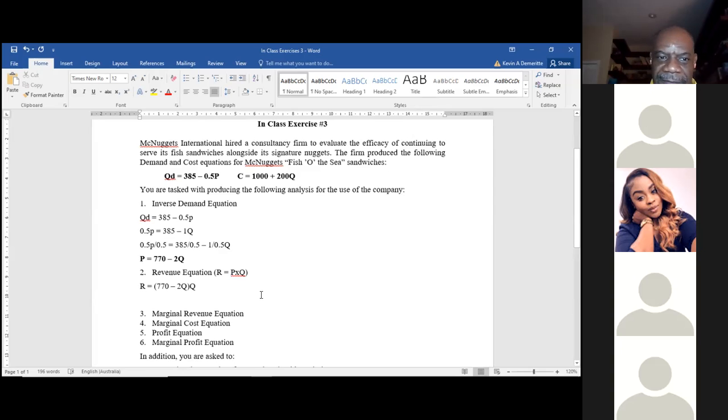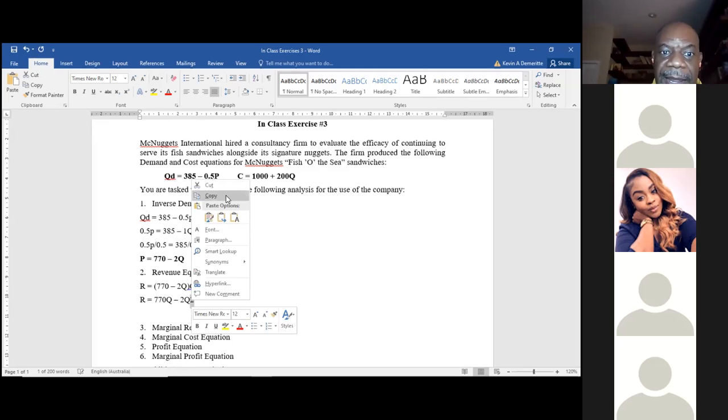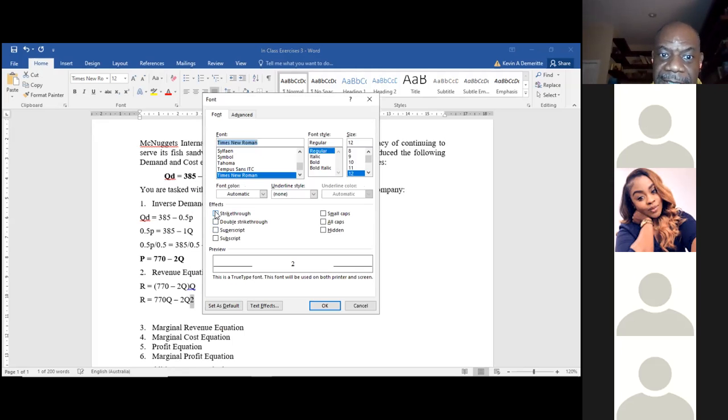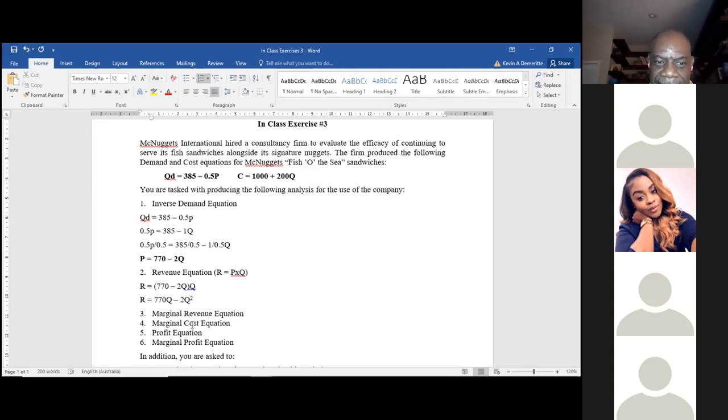Yes. Okay, fine. So then revenue is equal to, now, to clear the brackets, I need to multiply each element by this Q. So I have 770Q minus 2Q squared. All right, give me a moment, let me fix that. Font, superscript. Okay, that's my revenue. Do I need to do anything else with that? Nope. Okay, all right.